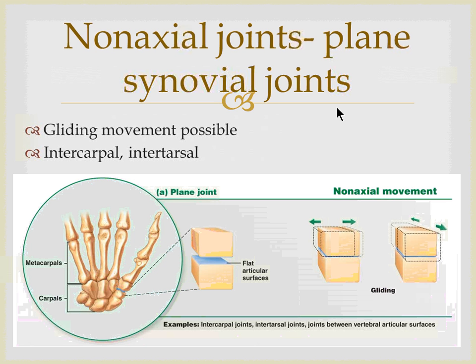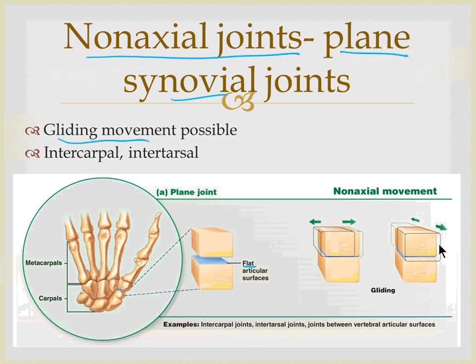But there are some synovial joints which do not move along any axis. All they do is a simple gliding movement, so we can't put them in any kind of axial joint. That's why we call them non-axial joints, meaning they do not move along any axis. These are called plane synovial joints because their surfaces are flat or plane. All they have is a simple gliding movement. Can you see these bones are just gliding over each other? Very simple gliding movement is possible at these synovial joints.